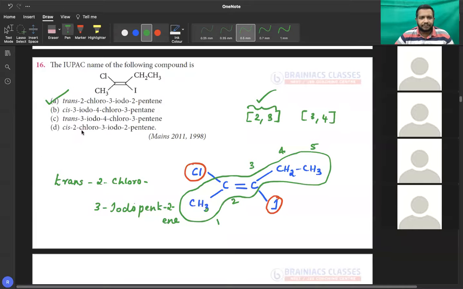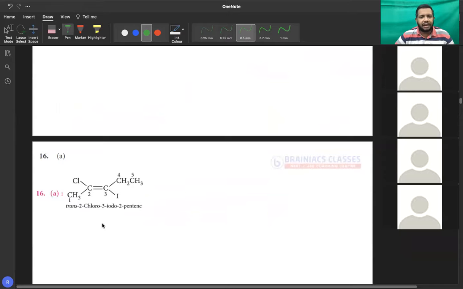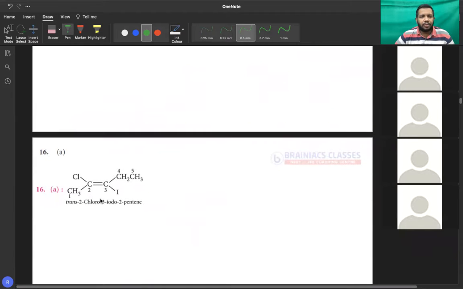Are you getting this? Yes, sir. So option A is the correct answer. You can see that if the bulkier groups are on the opposite side, we know iodine is a bulkier group, and here the bulkier group is chlorine. Both are on the opposite side, so I can easily say this is a trans form.